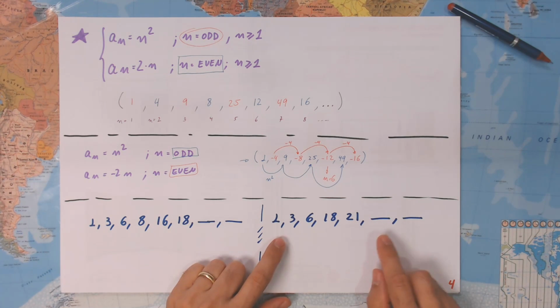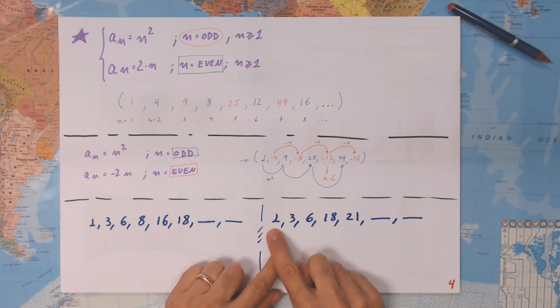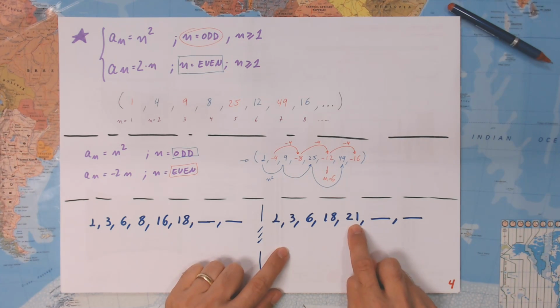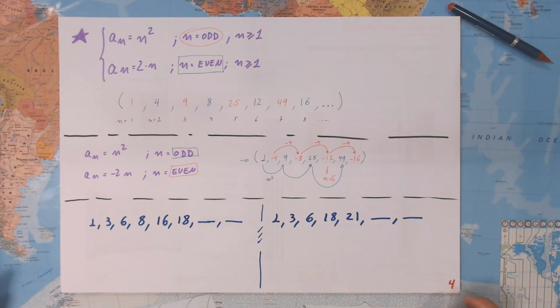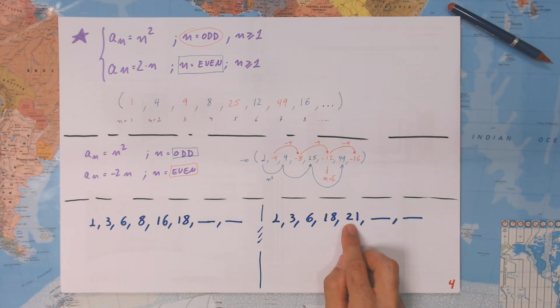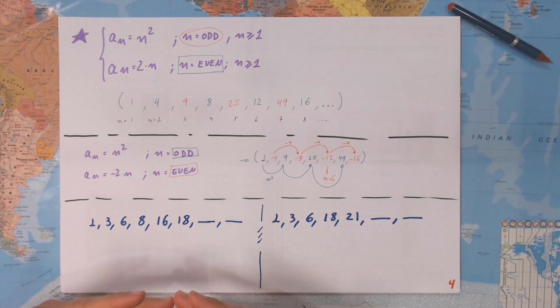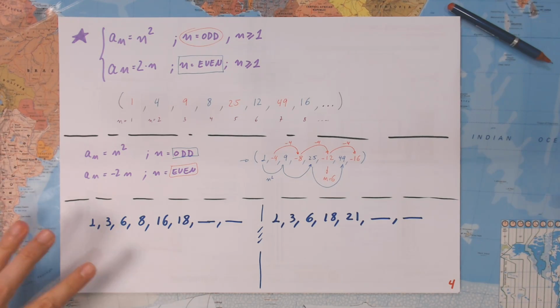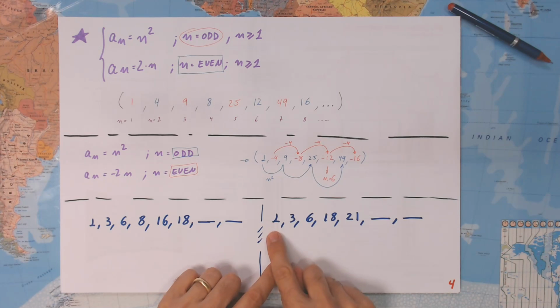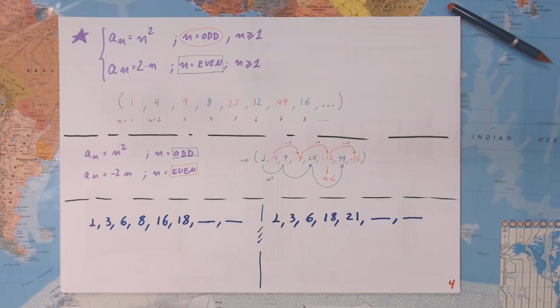And the same goes in here. 1 to 3, 3 to 6, 6 to 18, 18 to 21. Again, the same thing. It's weird. How come we have the triple in here and here just add 3? Makes no sense. Unless we have two different sequences, okay? Interposed, okay? Like AB, AB, AB, AB, and so on.